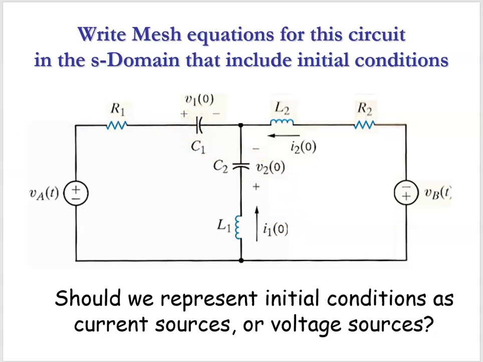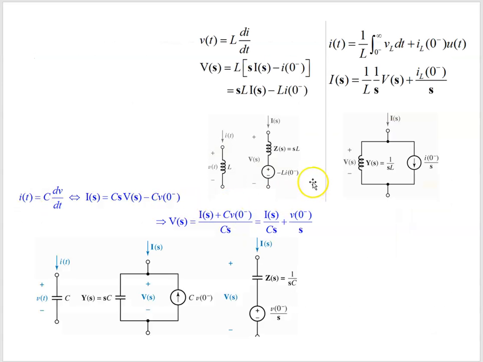If we take a peek at how we can model our initial conditions based on our time domain formulas for voltage-current relationships, we can model a voltage in series with an inductor, or a current source in parallel with an inductor, or we can model a voltage in series with a capacitor or a current source in parallel with a capacitor.